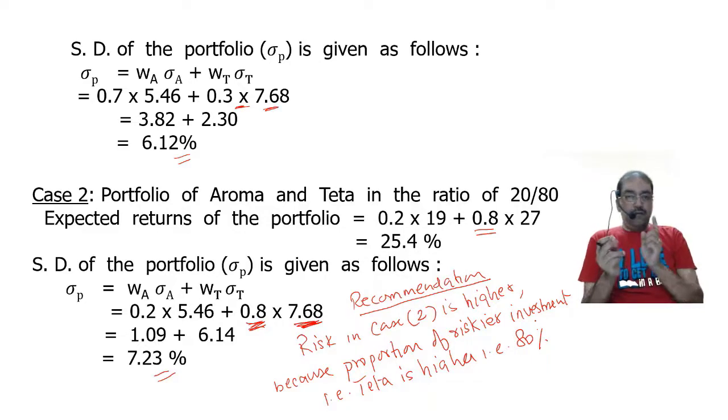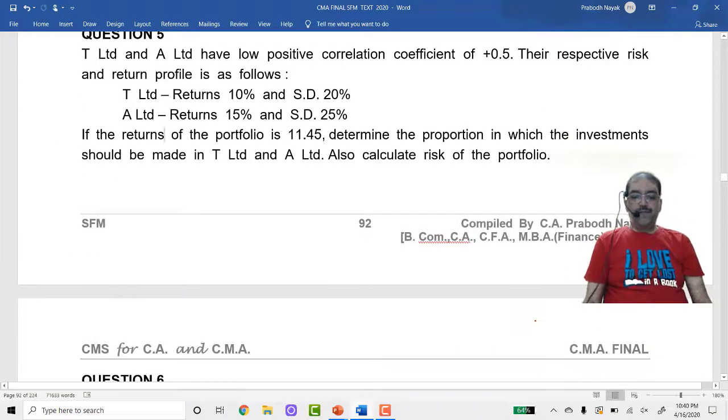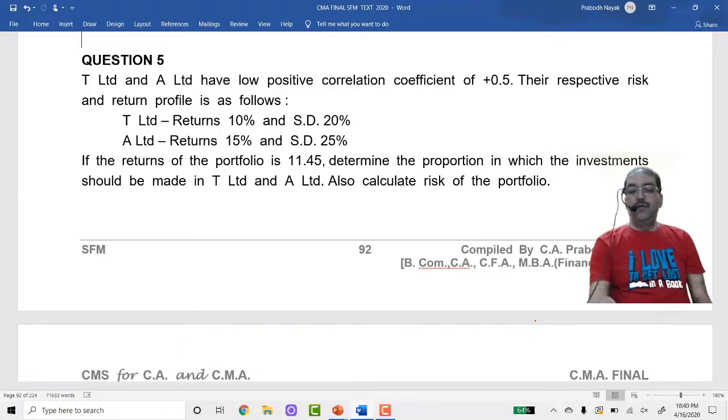0.30 plus 0.70 was 1. 0.2 plus 0.8 is 1. So weights are always equal to 1. Okay. Now making use of that, let us solve question number 5. Question 5. T limited and A limited have low positive correlation coefficient of 0.5 given to us. Previous problem not given.